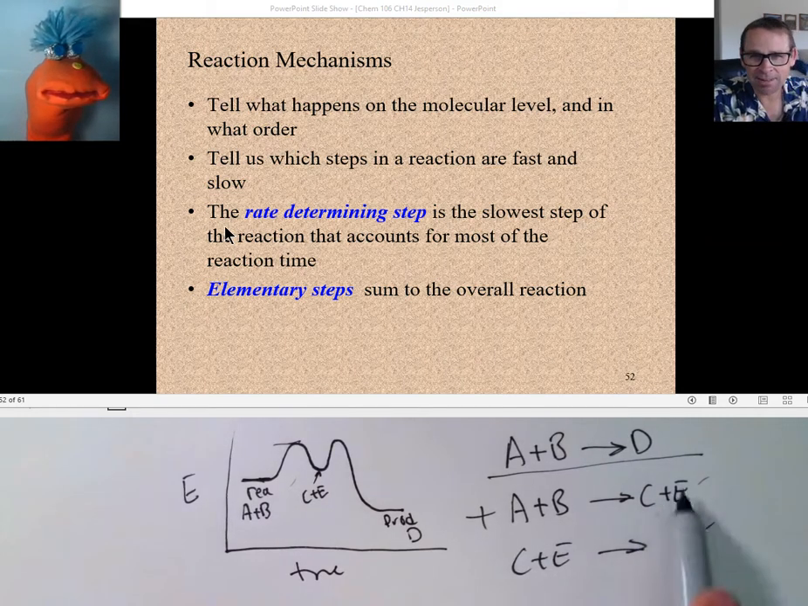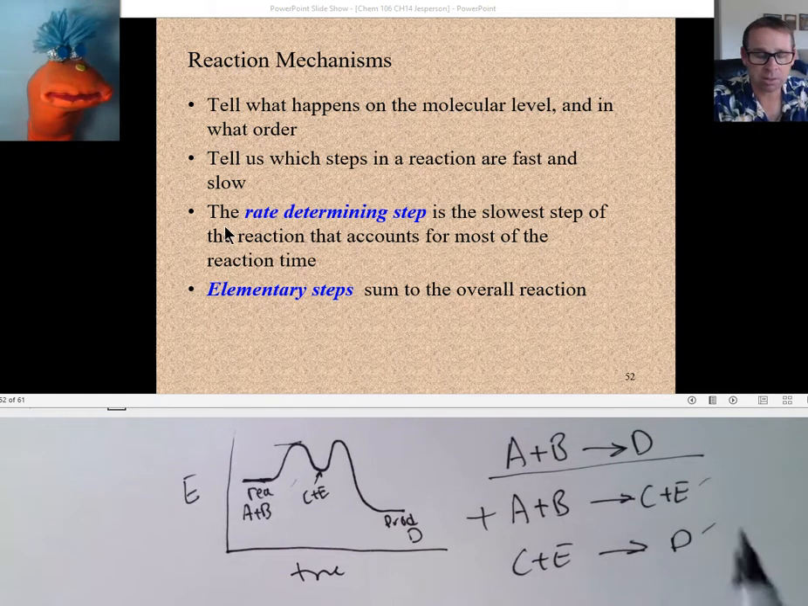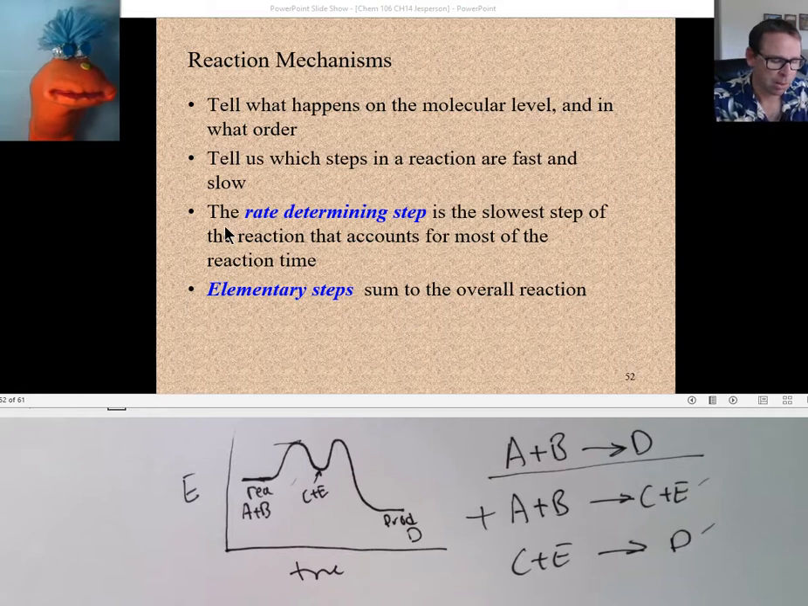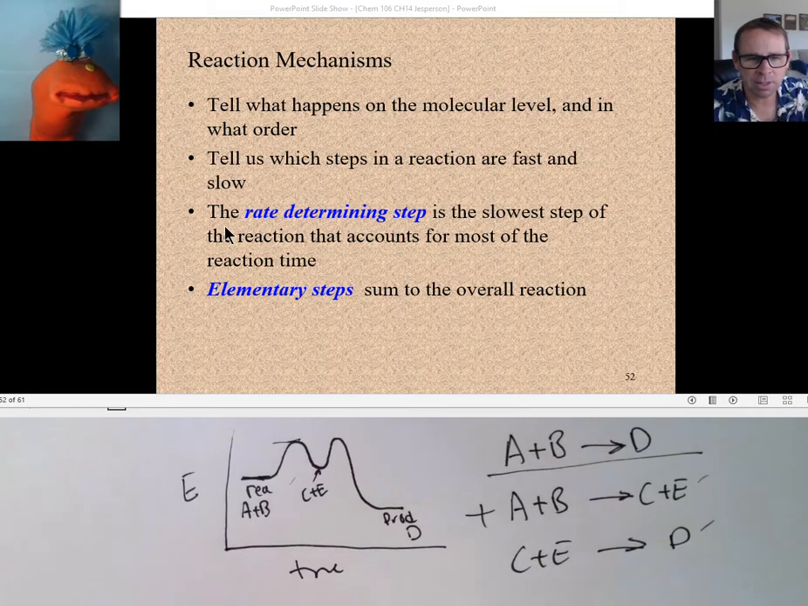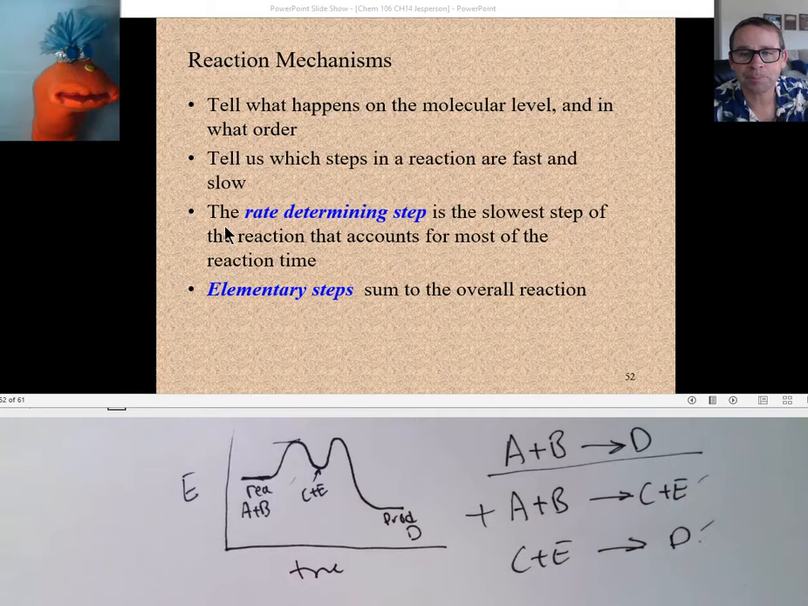We never really see any C or E in this reaction because all we're looking for is the reactants and the products. And so these intermediates are short-lived. We don't really see them. But these steps, which we call elementary steps, sum up to form the overall reaction. And these steps can give us information about the rate determining step, or what is governing the rate of a given reaction.